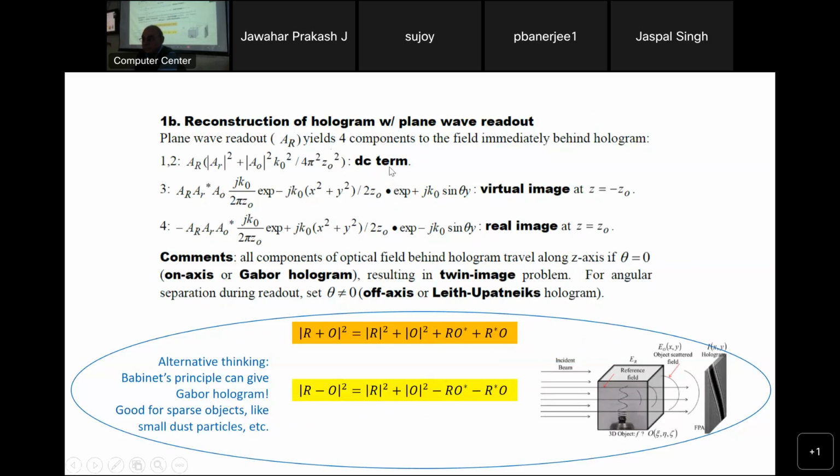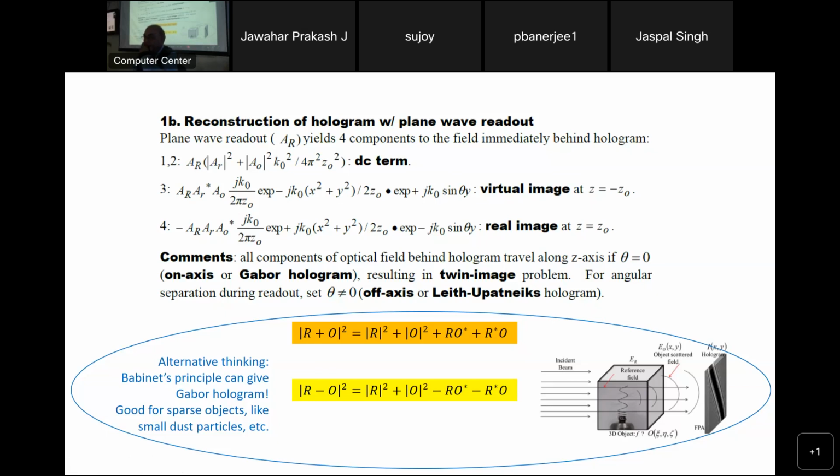The first two terms are called the DC term. Then one of the other terms, like this one over here, which is the object times the complex conjugate of the reference, is going to give this. And the last term is going to give you something like this, where you have the complex conjugate of the object. Now, how do you figure out what's going to give you the real image and what's going to give you the virtual image in this calculation?